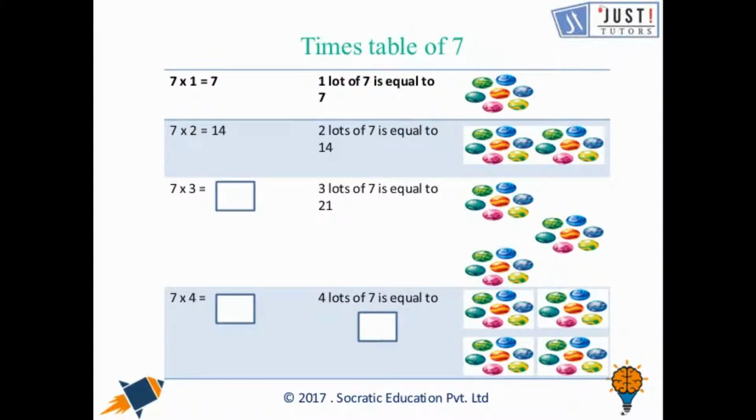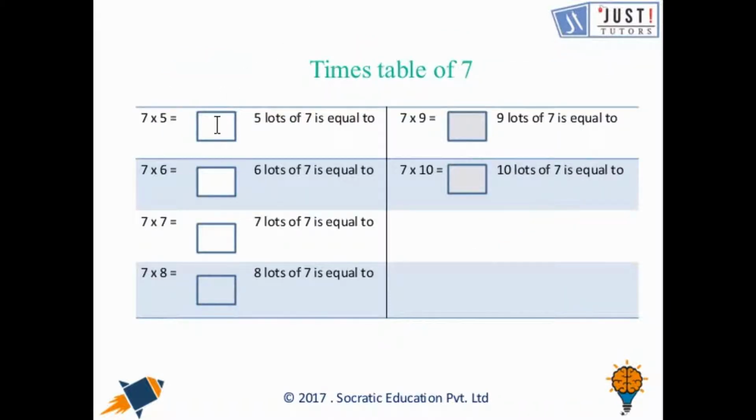Let us move forward to the times table of 7. The pattern will now change to adding 7 each and every time. 7 times 1 is 7, 7 times 2 is 14, 7 times 3 is 21, whereas 7 times 4 is 28. 7 times 5 is 35. And 7 times 6 is 42.